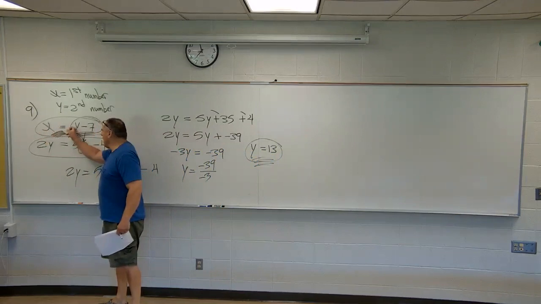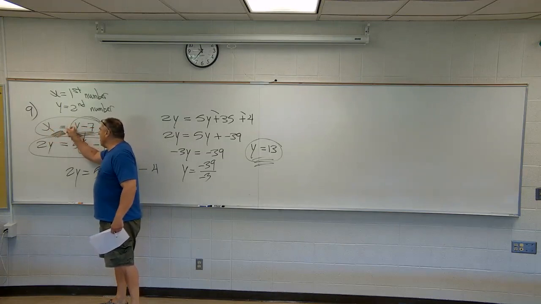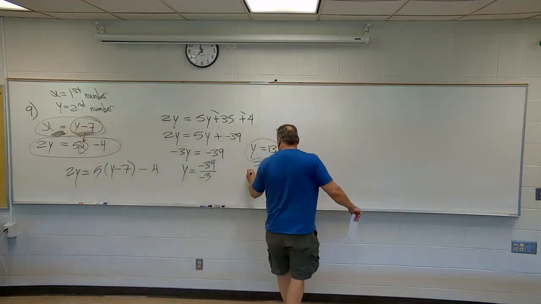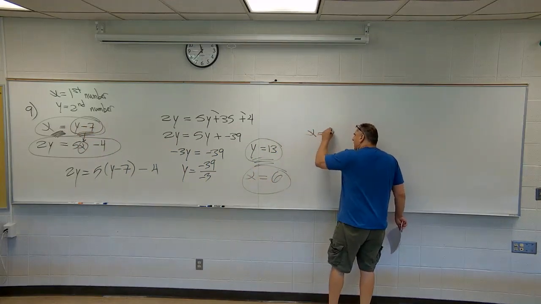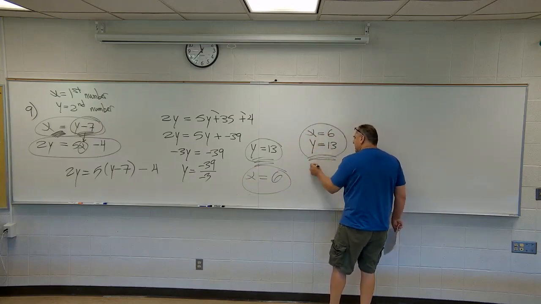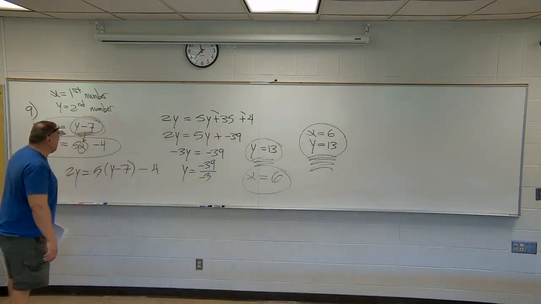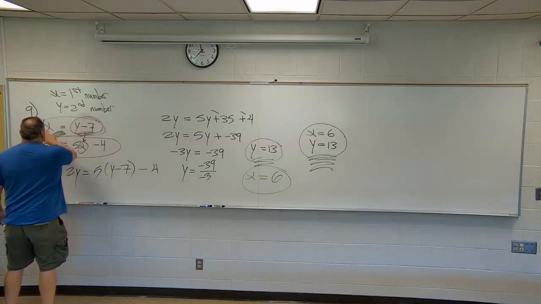Doesn't x equal y -7? Y is 13. 13 minus 7 is 6. X equals 6. Y equals 13. Is it true? Well, yeah, it's true all over the place. I mean, put a 13 right here, and -7, you get 6. Y is 13, x is 6.